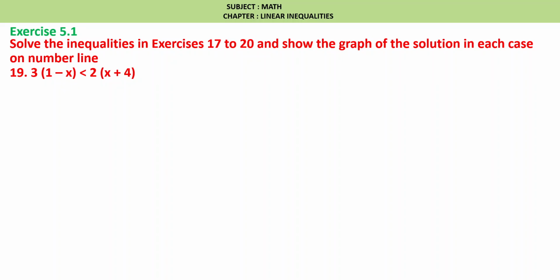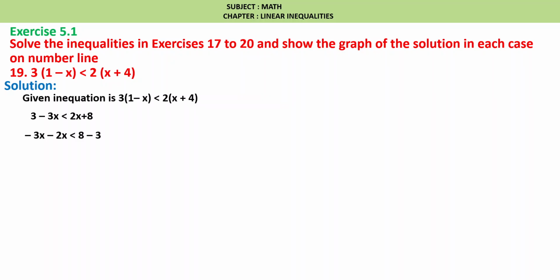Let's see. The given question is 3 into 1 minus x less than 2 into x plus 4. So for this inequality, we'll expand. 3 into 1 is 3. 3 into x is 3x. So 3 minus 3x less than 2x plus 8.